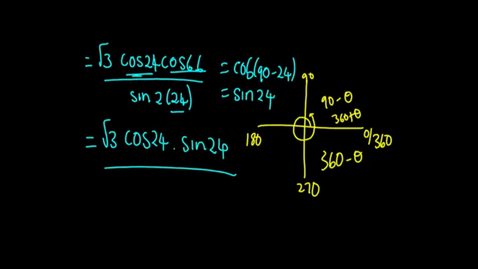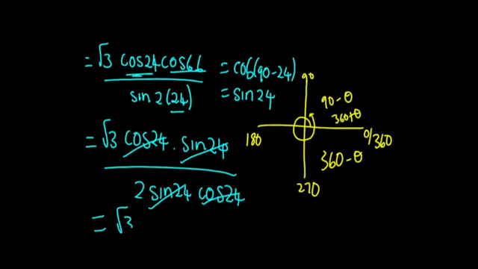And then in the denominator, sine of 2 times theta, using our double angle expansions, it's 2 sine 24 times cos 24. And we can see we are in a good position because cos 24 and cos 24 are exactly the same. We can cancel them. Sine 24 divided by sine 24, they cancel out. So our answer is just root 3 over 2.